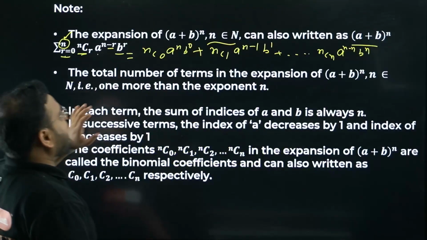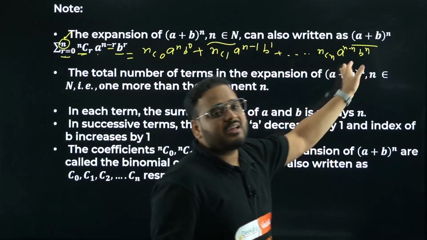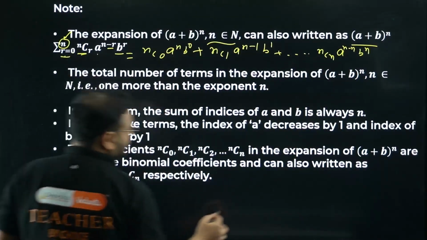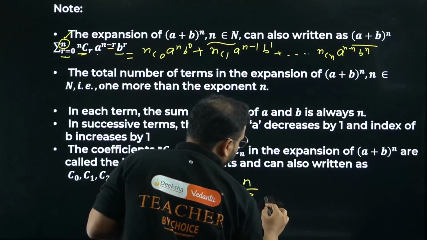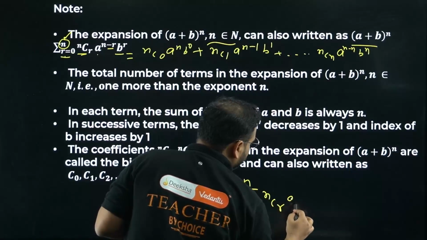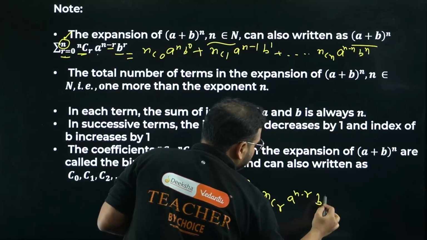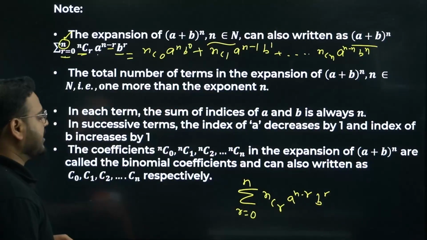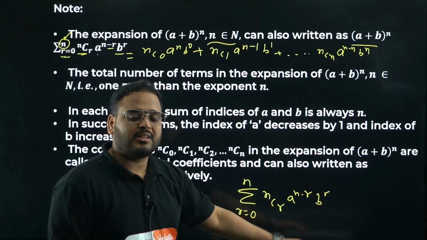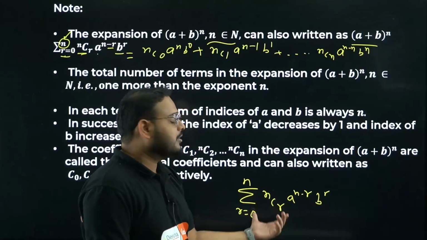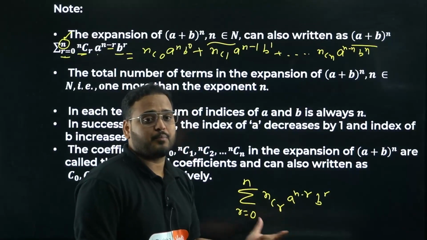So basically I can write this entire expansion as the summation, r from 0 to n, of nCr a^(n-r) b^r. I can just write this instead of writing the entire expansion. Sometimes in the questions we have to relate from here, so that's why we have to know this. Very important.